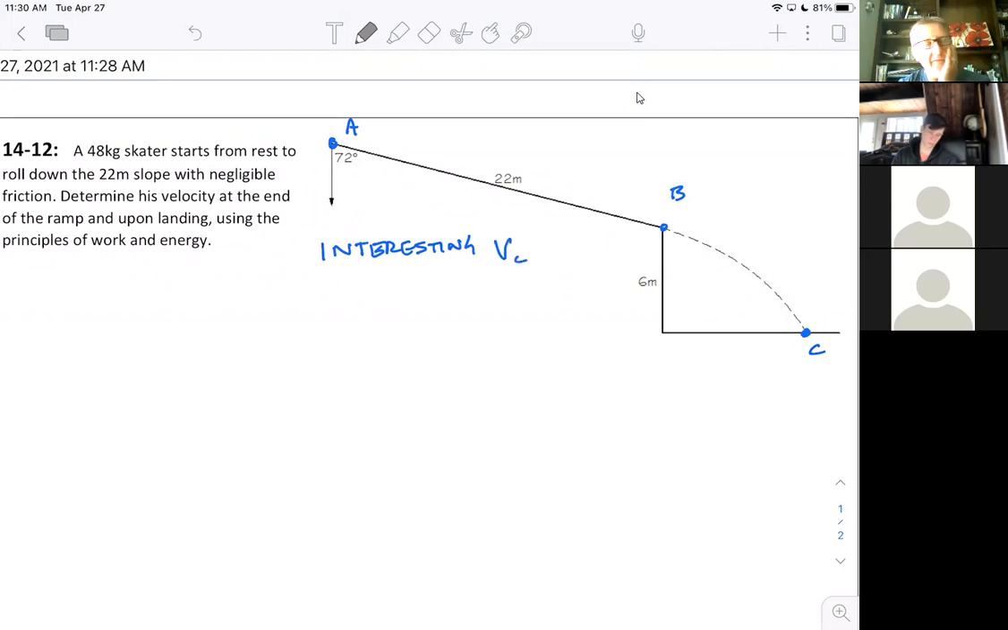How fast are you going when you hit the ground? Because that's going to determine how dead you are as a result of this foolishness, which we didn't even figure out before, but we certainly could have. And so that's why I said determine his velocity at the end of the ramp and upon landing. And if all we're concerned with is the velocity and not distance and so forth, then this is actually really easy to figure out.